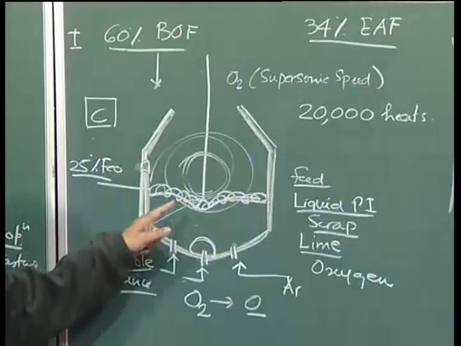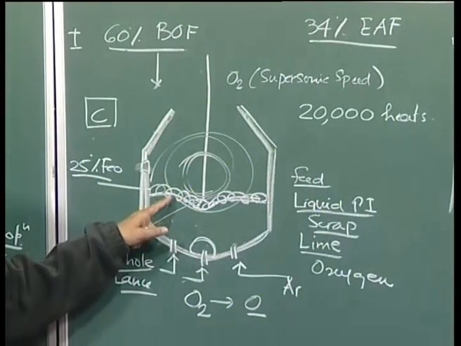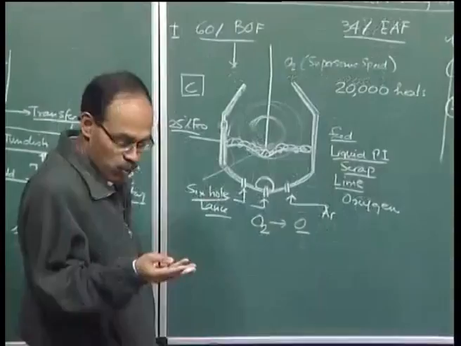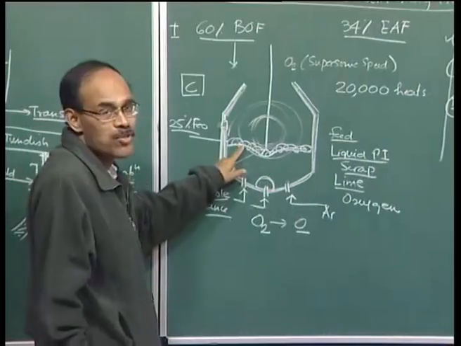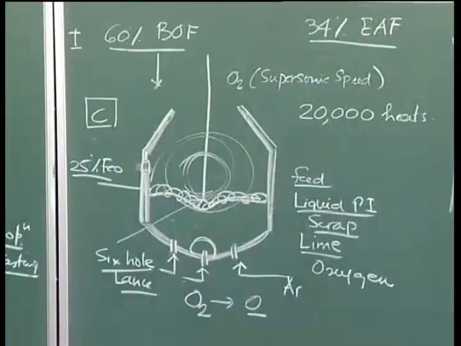So, slag is basically comprised of various oxides. We have added calcium oxide to fix silica, phosphorus, etcetera, the basic slag. So, silicon dioxide, phosphorus pentoxide, manganese oxide, calcium oxide, FeO, they all constitute the steel making slag, which has a very high oxidizing power.